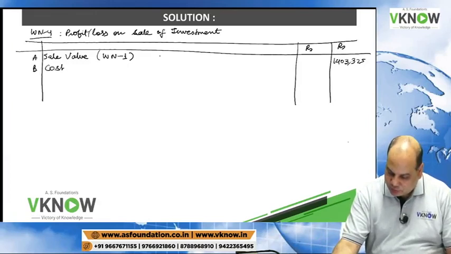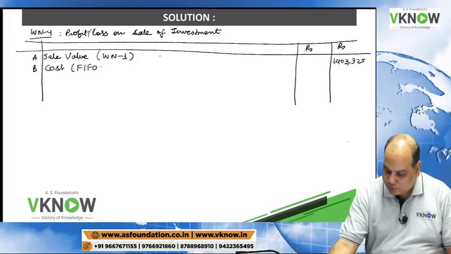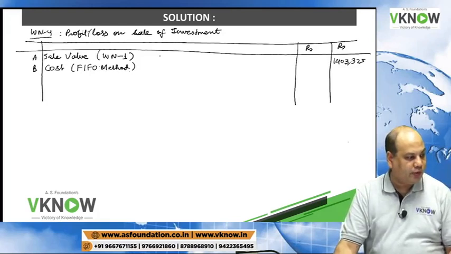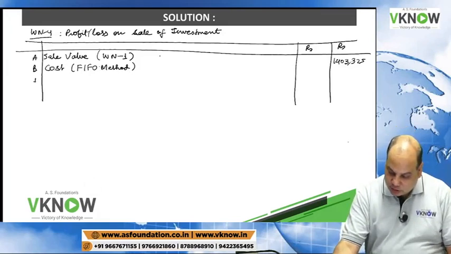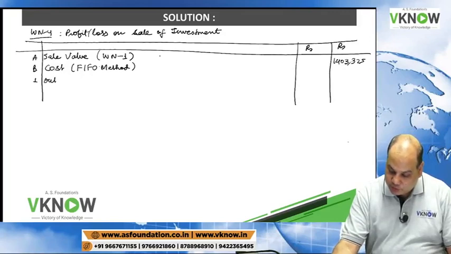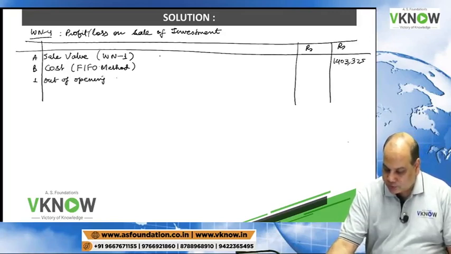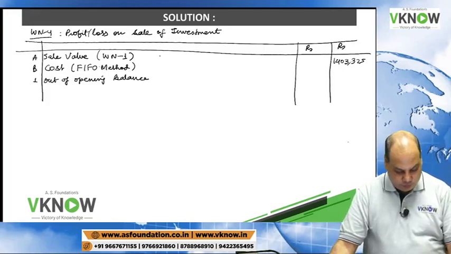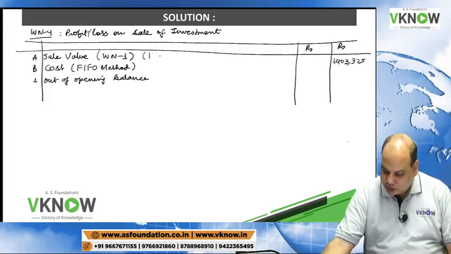Point B, cost. Cost will be calculated using FIFO method. Under FIFO method, first in, first out. So first we will sell out of opening balance. The sale quantity is 13,500 units.